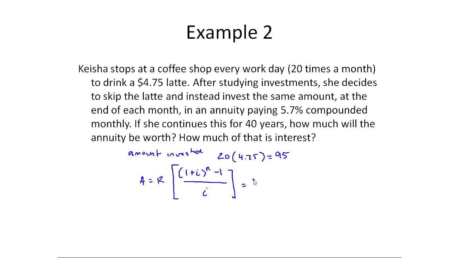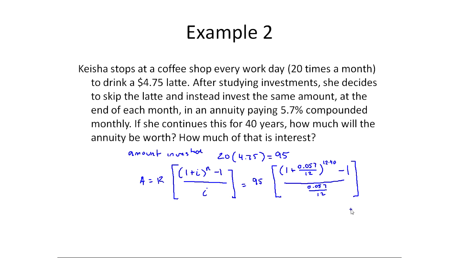Okay, so this time the payment is going to be $95 at the end of each month. But the periodic interest rate is 0.057 divided by 12. Now see, again, when you calculate that in a calculator, try to round as little as possible. And in this case, it's 40 years, and she's doing this every month. So this will be 12 times 40. Subtract 1, divide, and by 0.057 over 12.